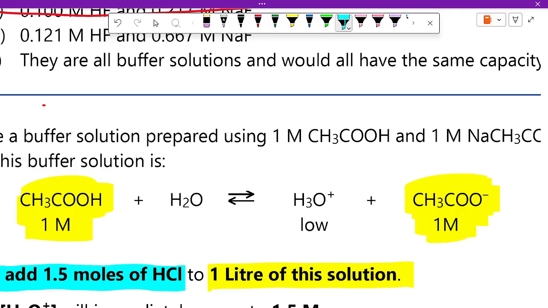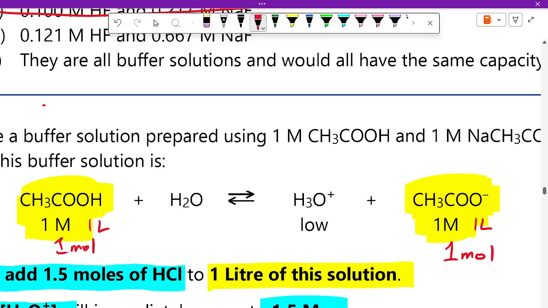H3O+ is immediately going to go up to 1.5 molar. Then what? The equilibrium is going to shift. How far is it going to shift? Very far. Are we going to be able to buffer all of that acid? No, because we have 1 molar, and remember we have 1 liter of this solution, so that's going to be 1 mole, right?